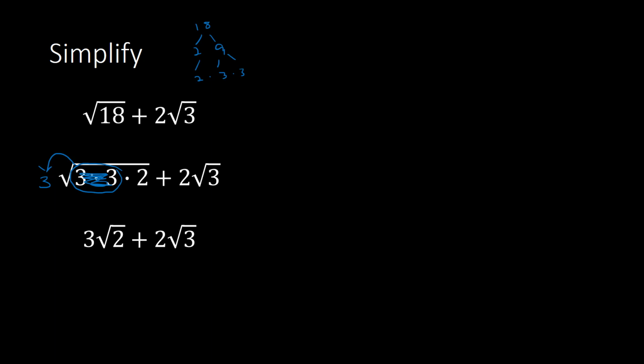And now in this case, they actually cannot combine any further because those are not like terms. They both have different radicals. Here's a square root of 2, here's a square root of 3. Those are not like terms.